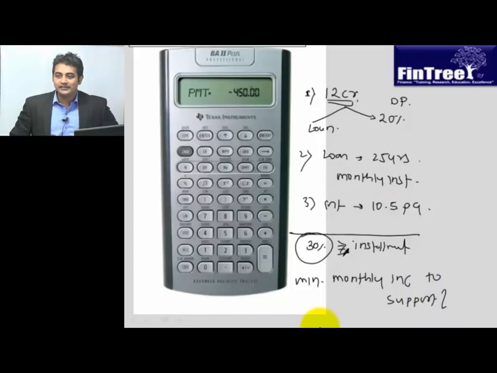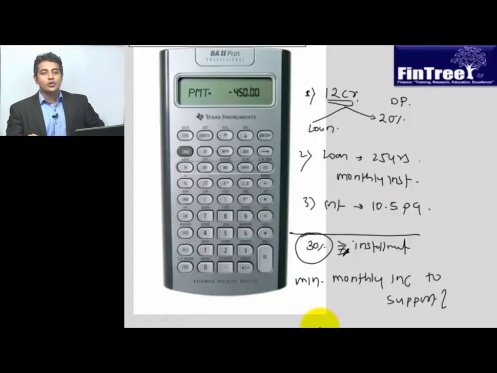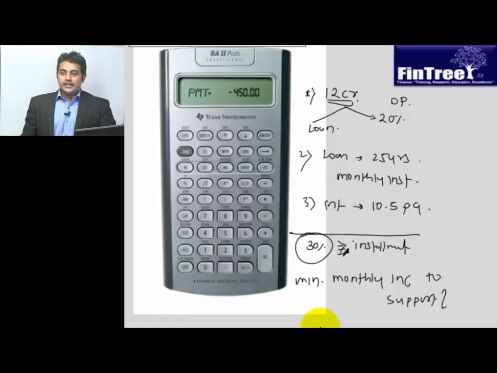Should I repeat what I said? You have taken a loan of 12 CR, 20% down payment, remaining amount is loan. You would be taking the loan for 25 years, interest rate would be 10.5% per annum. The thumb rule is that your monthly installment should not exceed 30% of your income. So what should be the amount of minimum monthly income so that you can afford to buy this house?